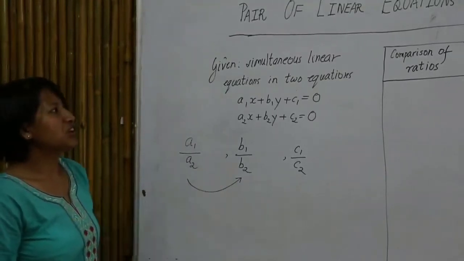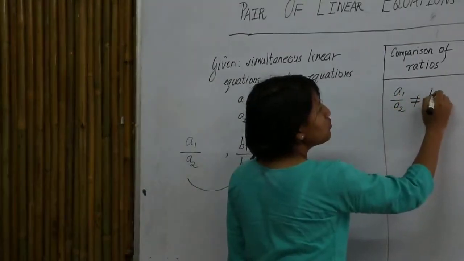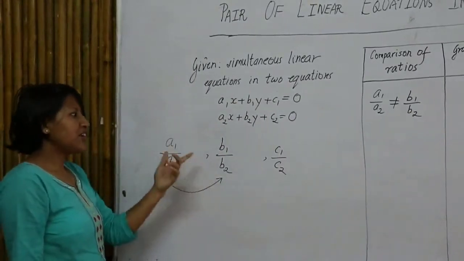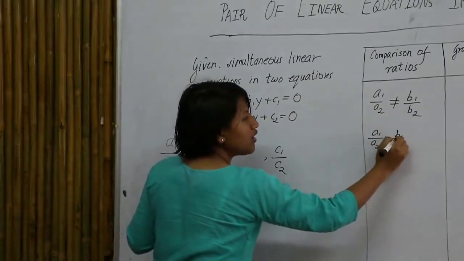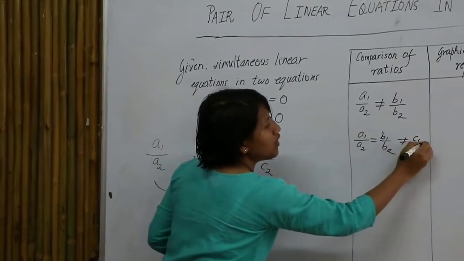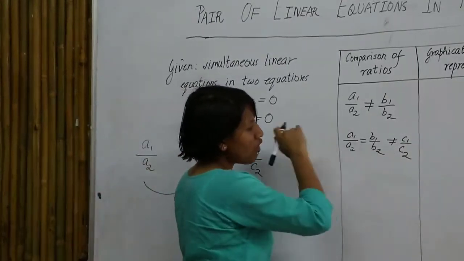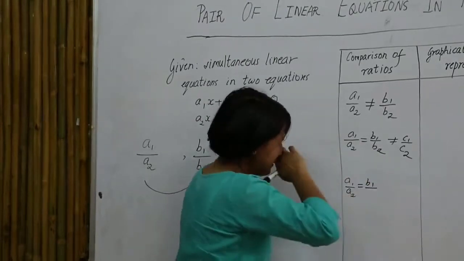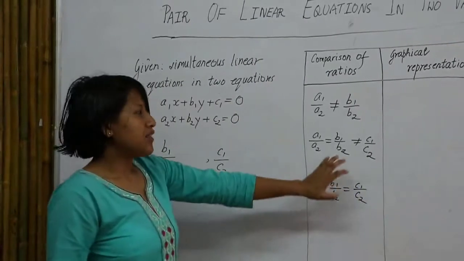We'll consider first if not equal. Now if A1/A2 is not equal to B1/B2, what happens? Then if it is equal, however, if A1/A2 is equal to B1/B2 but not equal to C1/C2. And the third case is when all of these three ratios are equal.